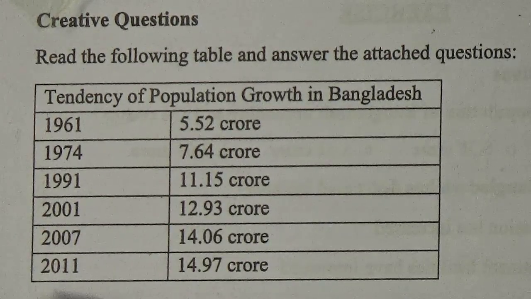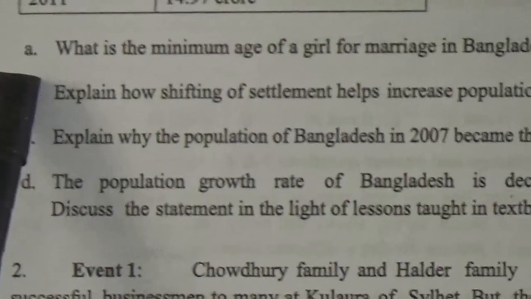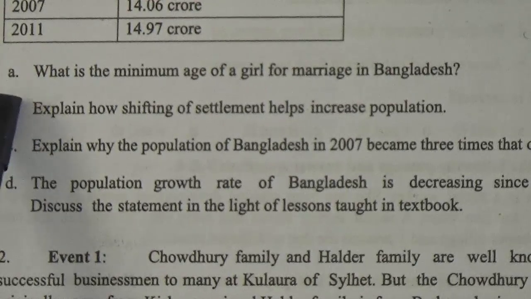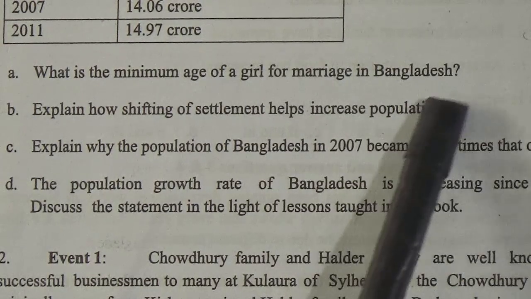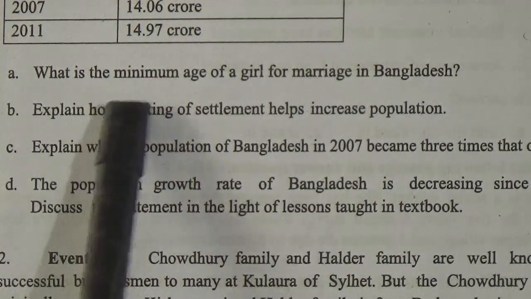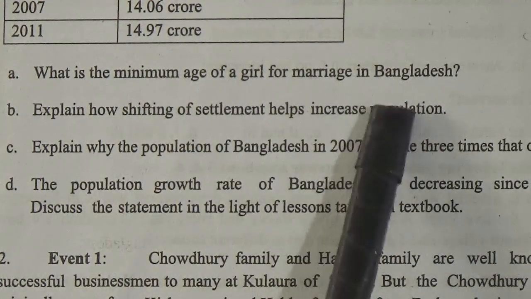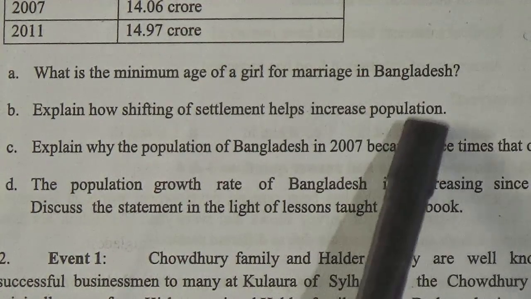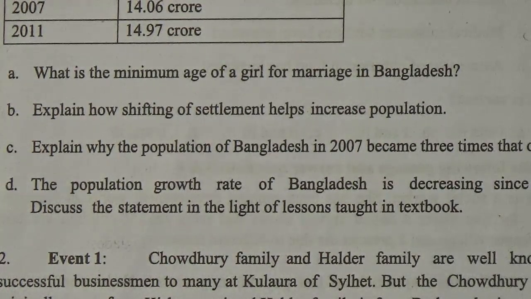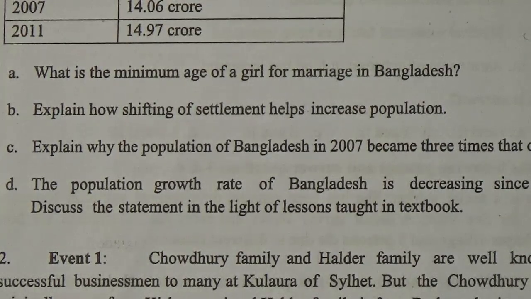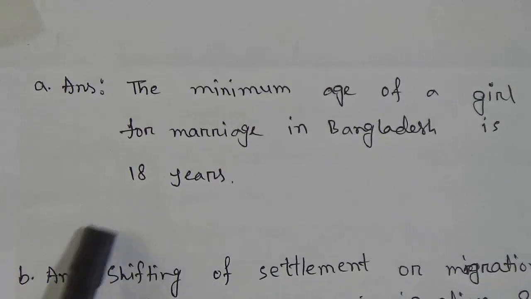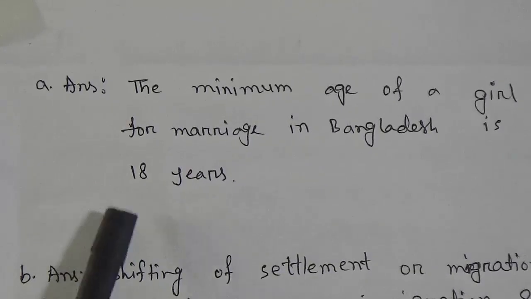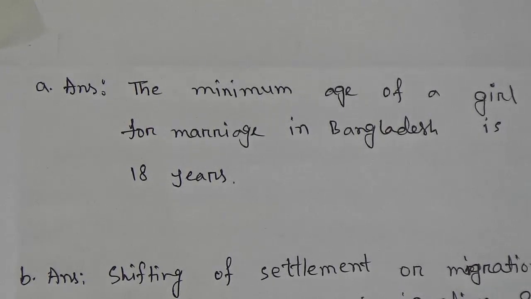From this first part, question A is not related to the stem, but we have to make the answer. The first one is, what is the minimum age of a girl for marriage in Bangladesh? We will go back to the answer to find it. Here the answer is written. The minimum age of a girl for marriage in Bangladesh is 18 years. Dear students, we all know about that. Hope you can make the answer of this question.